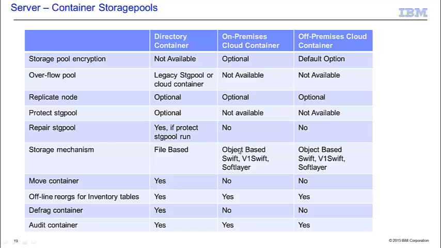You can issue a move container for a directory container. And then as for offline reorgs of the inventory tables, those occur for all different types of containers. Defrag only occurs on directory containers, but the audit container can be run on all three types of containers.